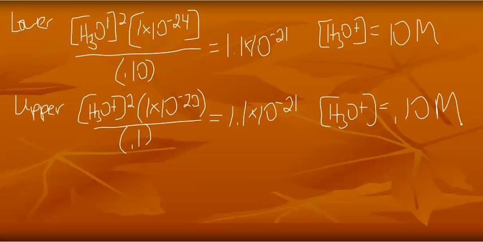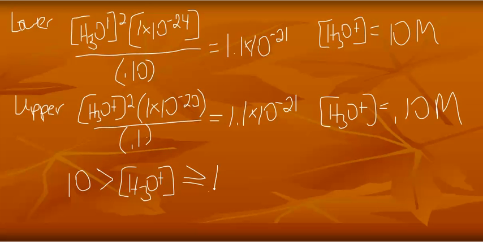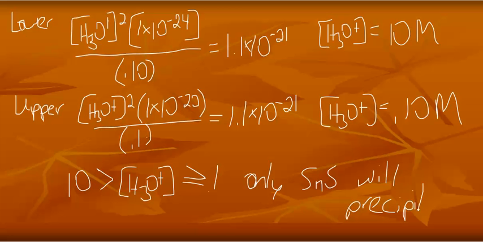So there are my upper and lower limits. So here's what that tells me. As long as the concentration of H3O is less than 10, but greater than or equal to 0.1, only the tin sulfide will precipitate. So that's called fractional precipitation, precipitating one ion while leaving the other ion in solution.